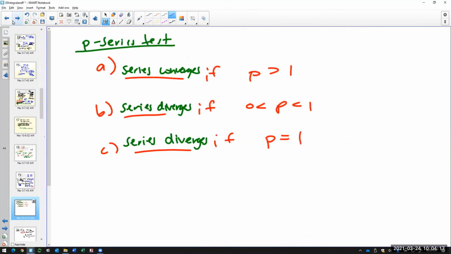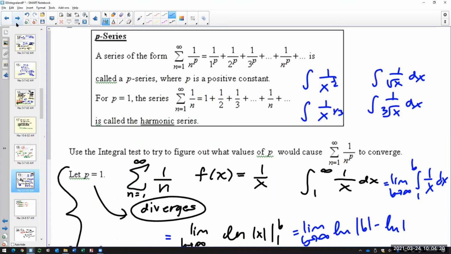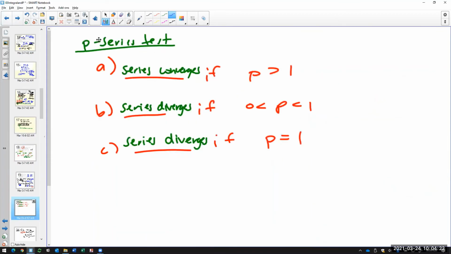So please go to your 4th page. Your 4th page looks something like this. It says a P series test, and you have some blanks, okay? If your P is bigger than 1, your series is going to converge. If your P is between 0 and 1, your series is going to diverge. If your P is equal to 1, your series is going to diverge. So please put these into the blanks, okay?